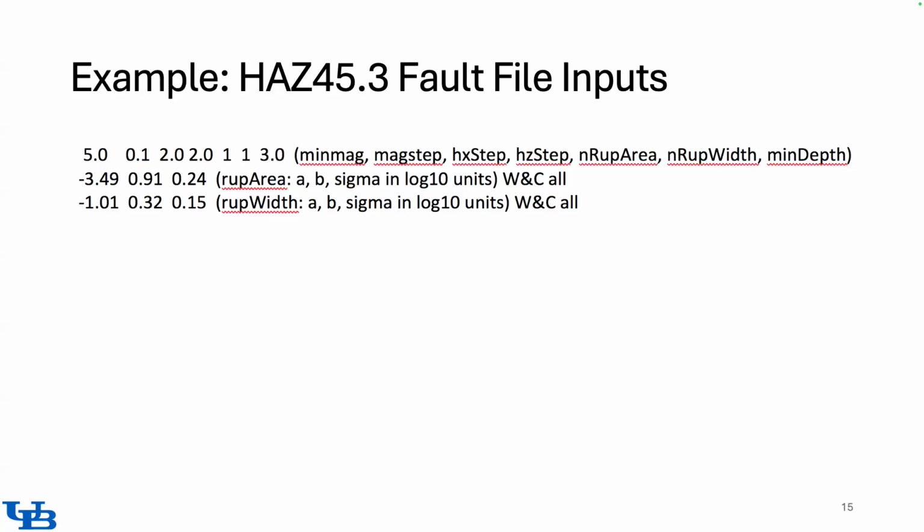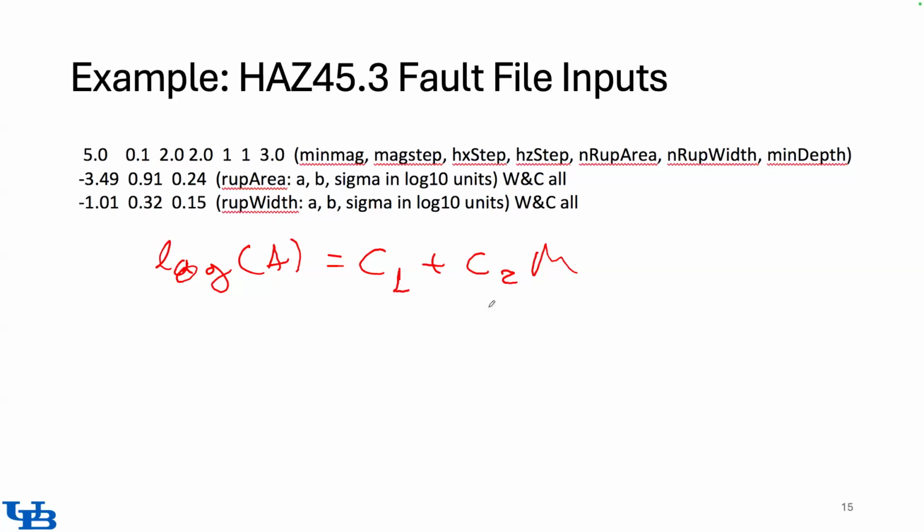So here you will define a relationship where log of A is some value C1 plus C2 times M. So this value specifies the constant, and this value specifies the slope.